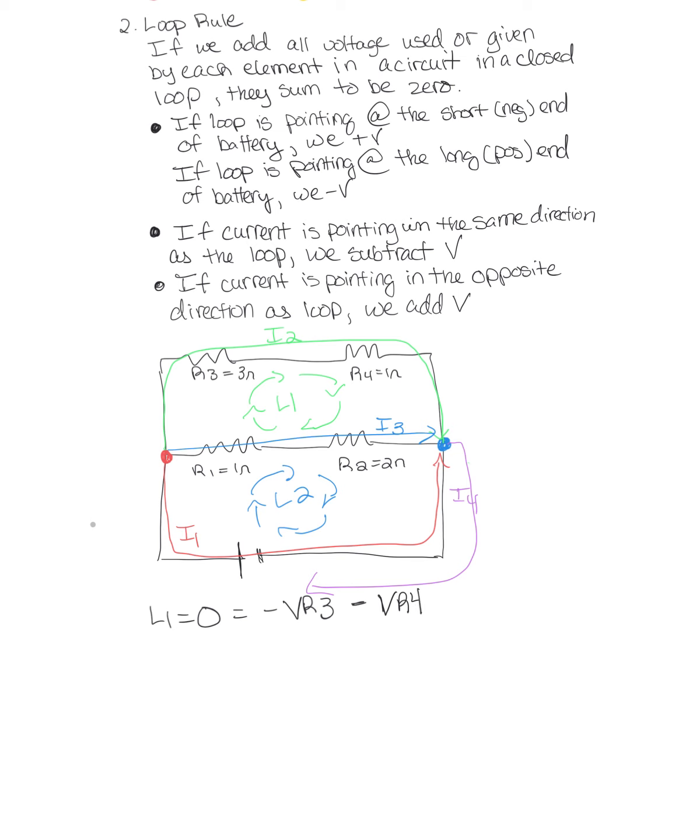Okay, and then we're going to keep going, and we don't pass anything here, and then we get to this junction right here, which is R2. It's a 2 ohm resistor. Now the loop is going in the opposite direction of our current, because this current is pointing towards our blue junction here, and our loop is pointing in the direction of the red junction. So when it's in the opposite direction, we're going to add it. So it's going to be plus VR2.